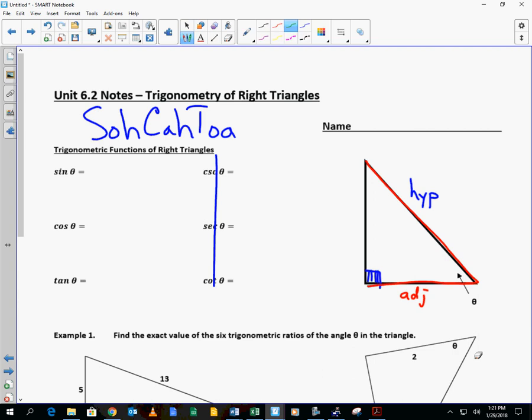Many of you are very good at spotting the opposite side. The opposite side is opposite the angle. It's across from the angle.